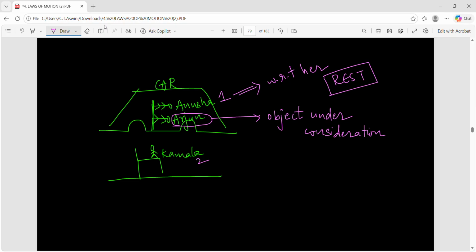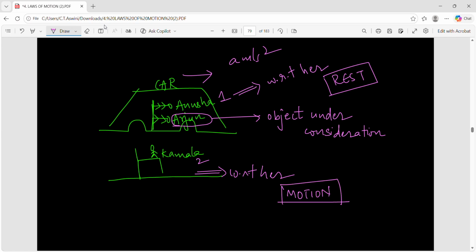Now with respect to Kamala, say the car is moving in forward direction. Whereas Kamala is sitting on the chair and she is observing the moving car. So the car is moving forward with some acceleration. So what is the state of Arjun with respect to Kamala now? Arjun is in motion now.